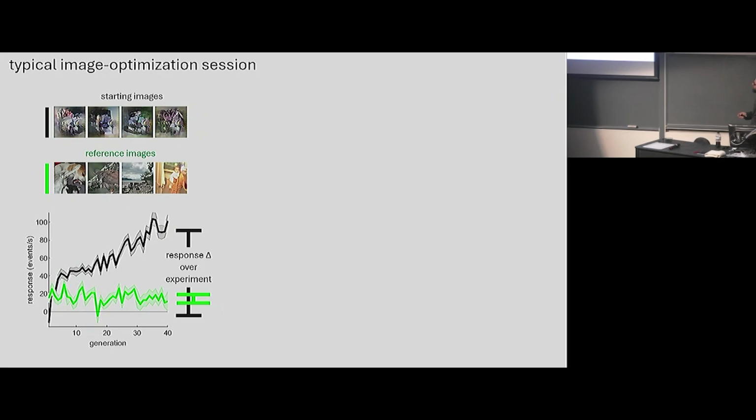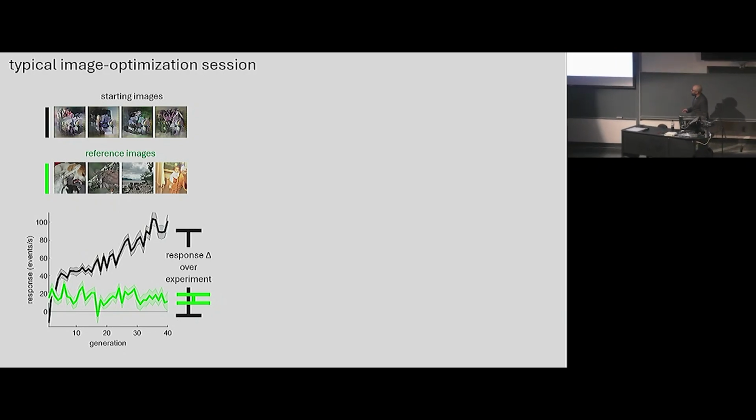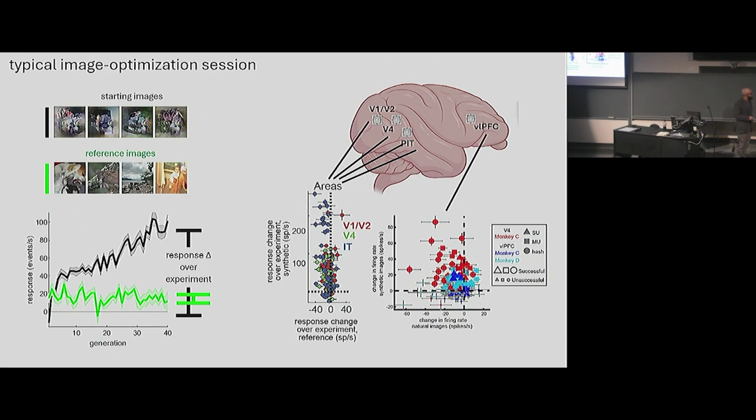So in a typical experiment, here I'm showing you the original set of images that we begin with, and some natural images that serve as reference. And as you can see, this particular neuron responds quite poorly to this initial set of images. But then, during the experiment, the firing rate begins to climb and climb and climb until it begins to plateau, while at the same time, the responses to the natural images undergo a little bit of adaptation. If you look at the change in the response over the whole experiment, with the natural images on the x-axis and the synthetically changing images on the y-axis, you'll find that this is a process that seems to work in pretty much every visual area with a receptive field that we can find, including now prefrontal cortex.